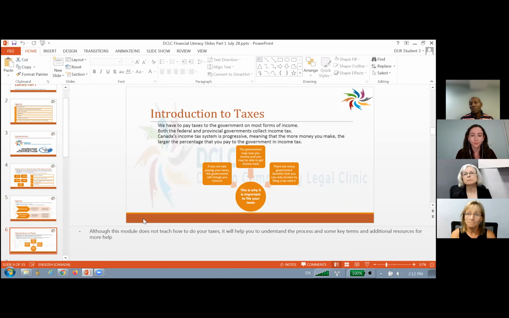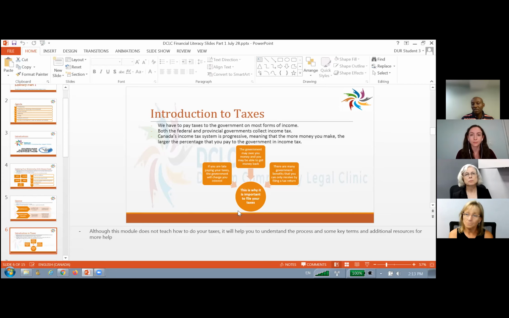So just a quick introduction to taxes. We have to pay taxes on most of your income, if not all of it. Both the federal and provincial government collect income tax. The tax system that we have here in Canada is a progressive tax system, meaning pay as you earn, and the more you earn, the more you pay.